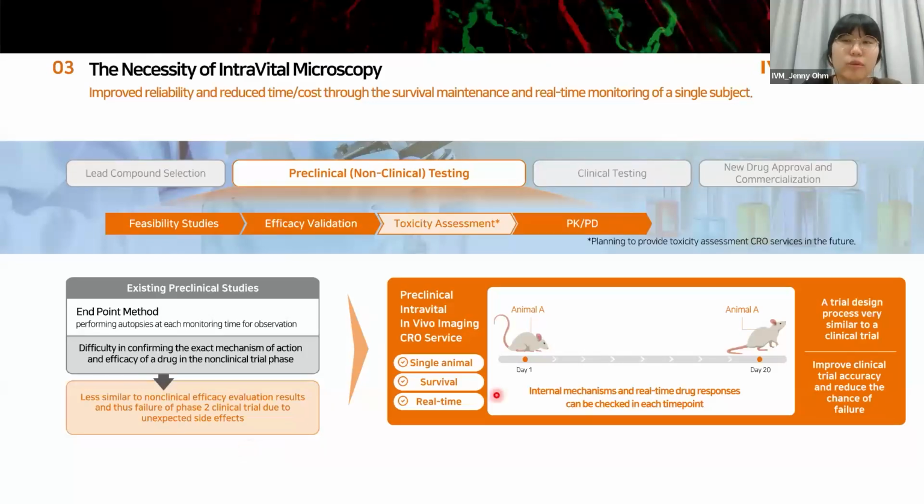In contrast, intravital microscopy allows for real-time longitudinal tracking of drug responses within the same individual subject over an extended period of time. This makes it possible to precisely determine how effectively the drug reaches the target tissue, through which pathways the drug acts, and whether the drug causes off-target toxicity in non-target tissues. Furthermore, because repeated measurements can be taken from the same subject, intravital microscopy can significantly reduce the number of animals required for experimentation, leading to savings in both time and cost.